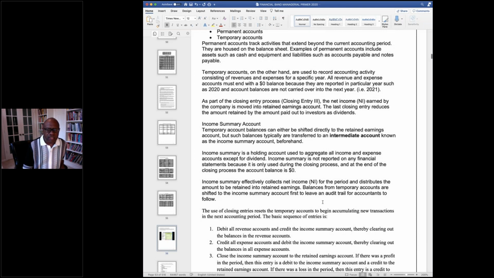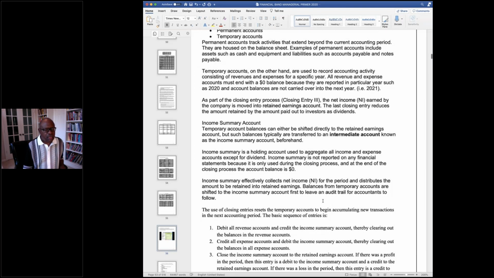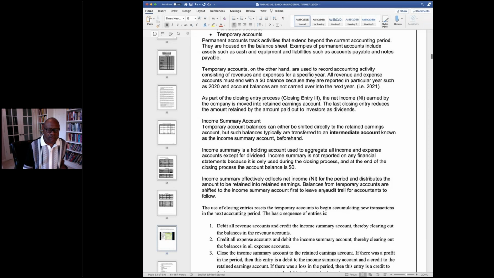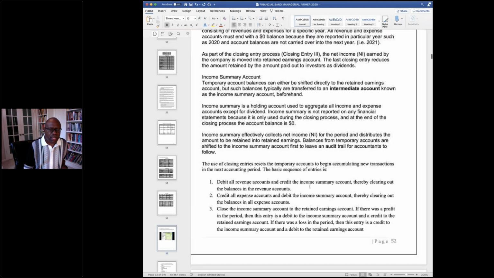The balances from the temporary accounts are shifted to the income summary first, so that we get a better audit trail. The use of closing entries is going to reset the temporary accounts to begin accumulating new transactions the next period. And the closing entries also are going to create an amount in retained earnings. Remember, retained earnings is zero, and so it can only get an amount utilized in closing entries.